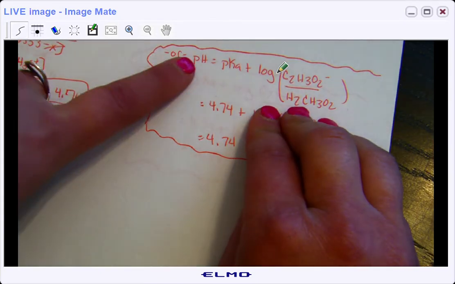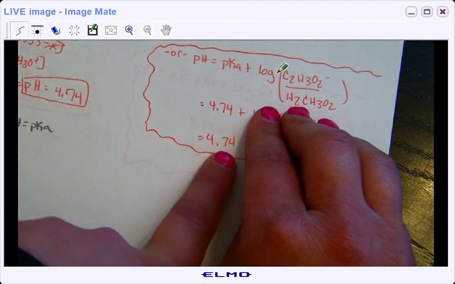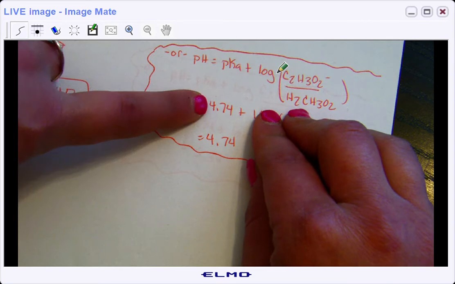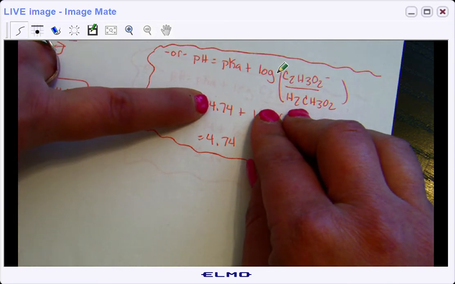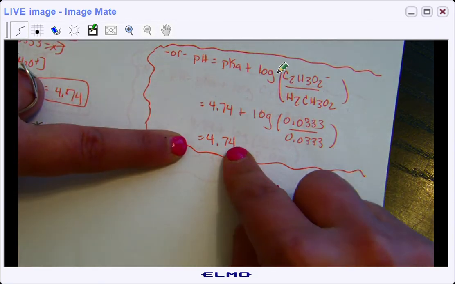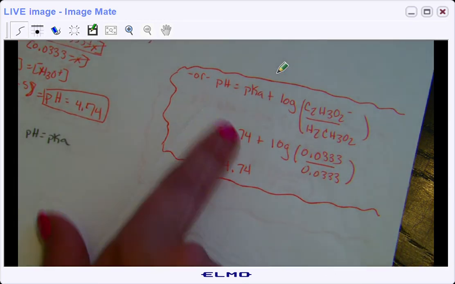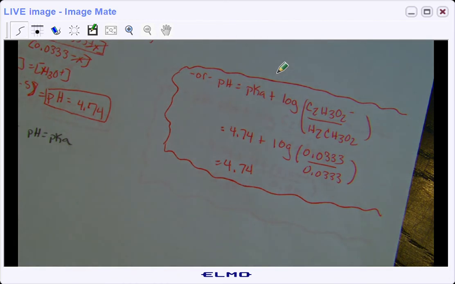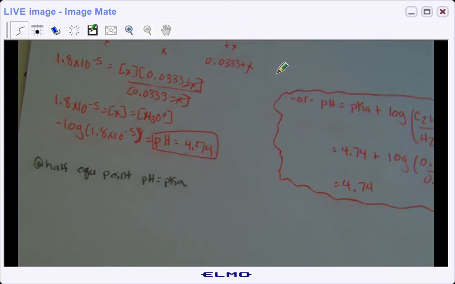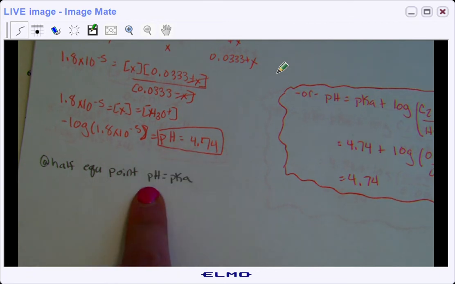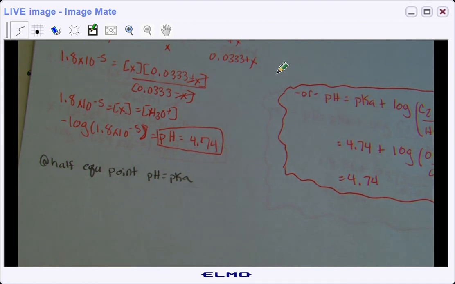So the pH equals the pKa at the equivalence point, because you'll notice the pKa was 4.74 and the pH was 4.74. So I said that backwards. The pH equals the pKa at the half equivalence point. So that is something good to know. At the half equivalence point, if you know the pKa, you know the pH. If you know the pH, you also know the pKa.